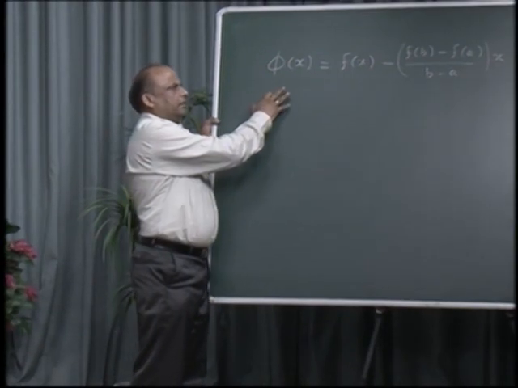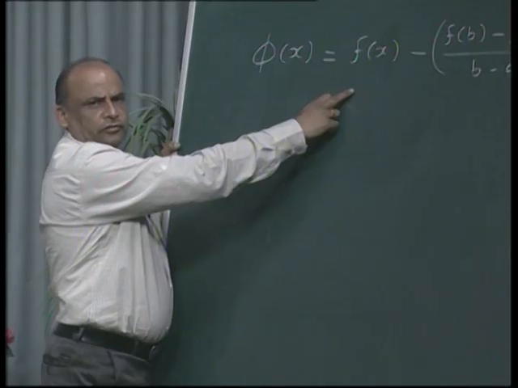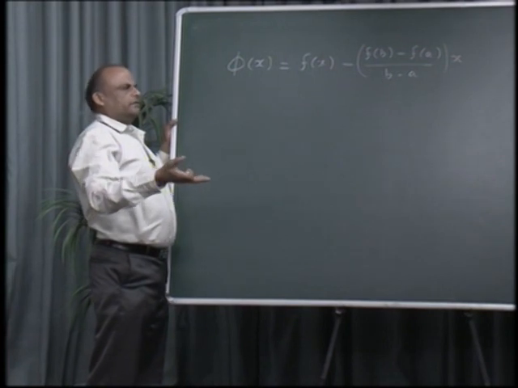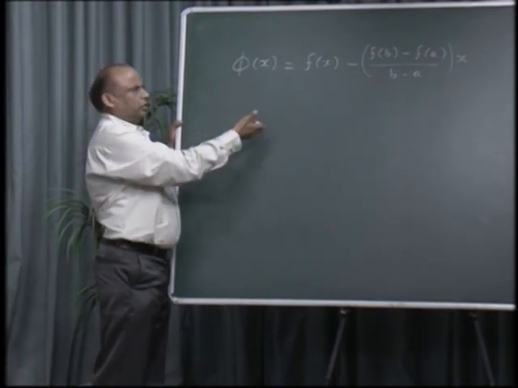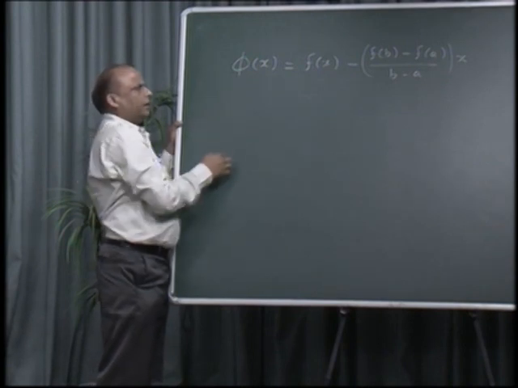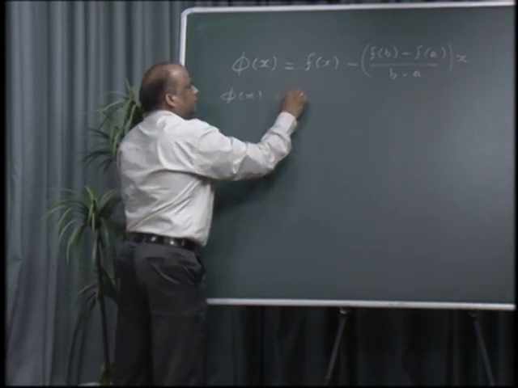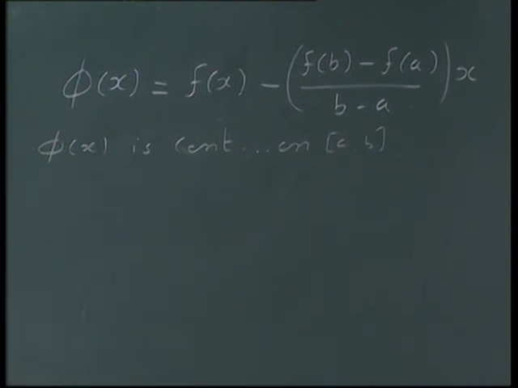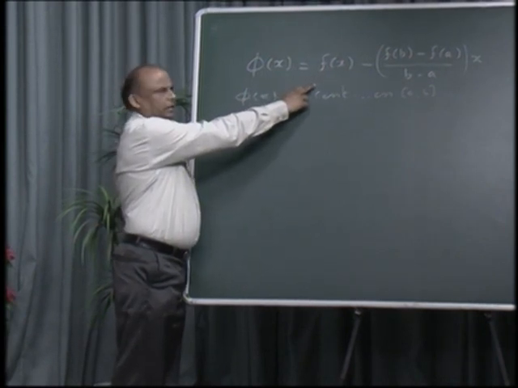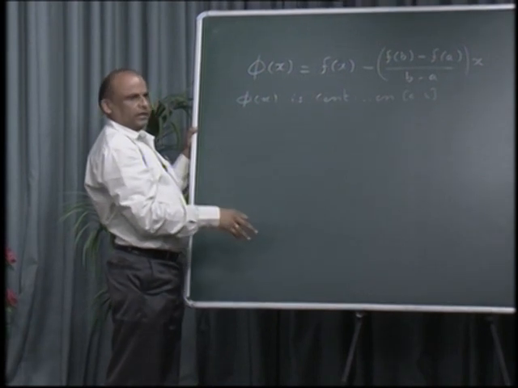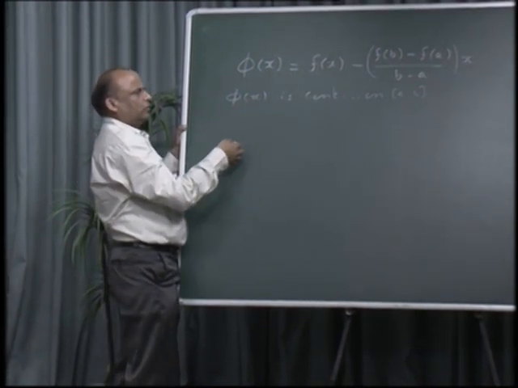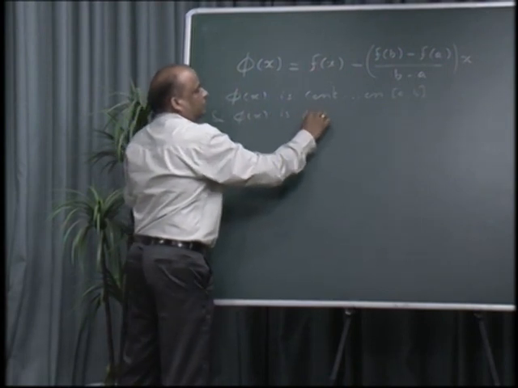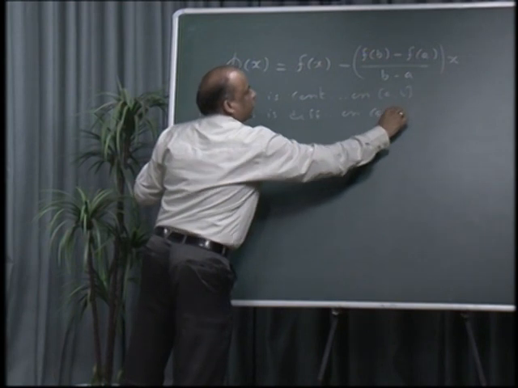Now in this function, f is already continuous, and if you see the graph of the line y equals x, it is a straight line. So, being a straight line, it is continuous. So, f is continuous, x is continuous, and therefore my phi of x is continuous on the closed interval [a, b]. Moreover, my function f is differentiable on the open interval (a, b), and x is also differentiable, the derivative of x is 1, it is everywhere differentiable, hence it is differentiable on the open interval (a, b) also. So, my phi of x is differentiable on the open interval (a, b).